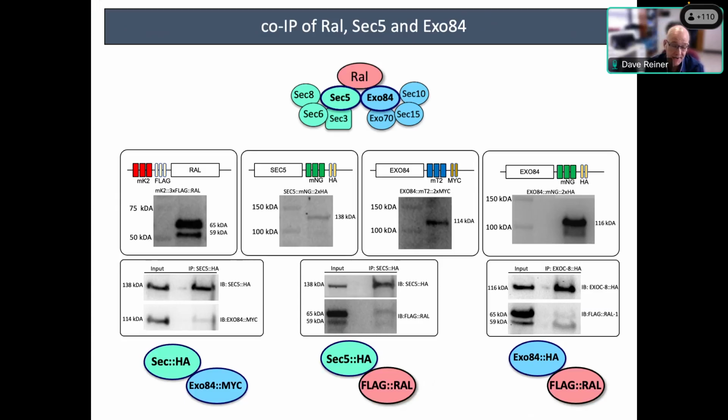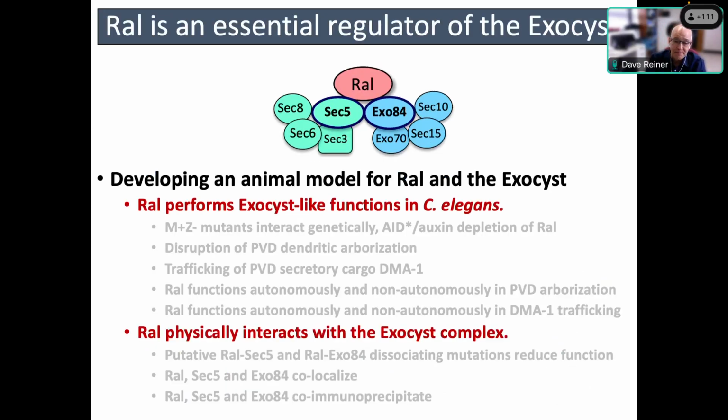Okay, so these are co-IPs, reciprocal, and we've done it every which way, which is basically SEC5 and XO84 interact. SEC5 interacts with RAL, XO84 interacts with RAL. Next slide, please. Okay, so that summarizes the laundry list, is that if it walks like a duck and quacks like a duck, it's a duck. And RAL is actually performing exocyst-like functions and is actually interacting with exocyst components.